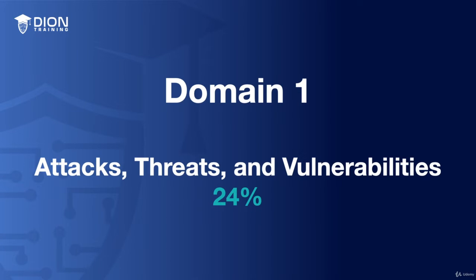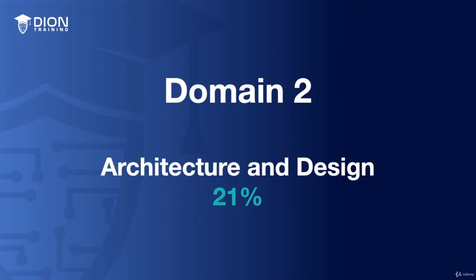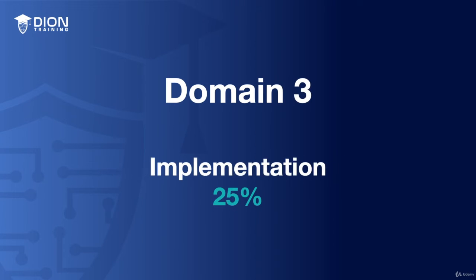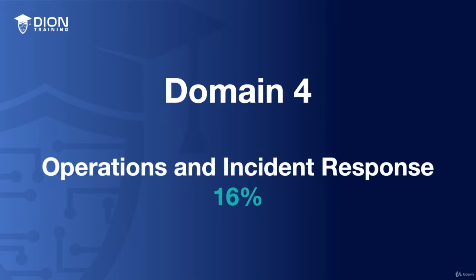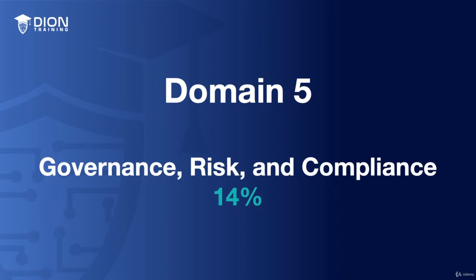On the exam, you're going to find 6 domains as part of the Security+ exam. Domain 1 is attacks, threats, and vulnerabilities, and this is 24% of the exam. Domain 2 is architecture and design, which is 21% of the exam. Domain 3 is implementation, which is 25% of the exam. Domain 4 is operations and incident response, which is 16% of the exam. And Domain 5 is governance, risk, and compliance, which is 14% of the exam.